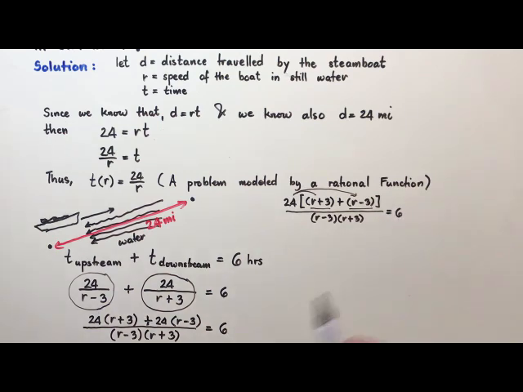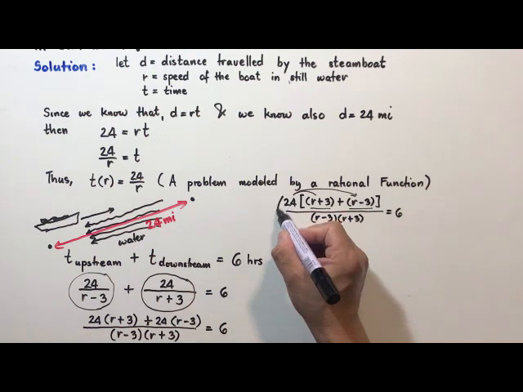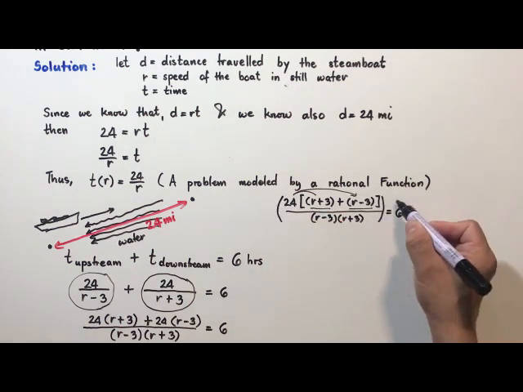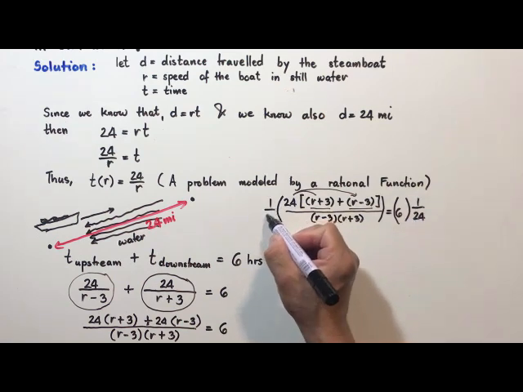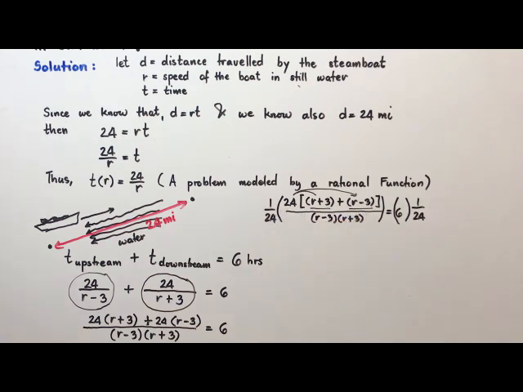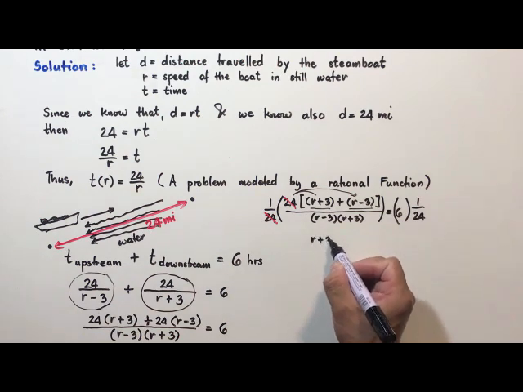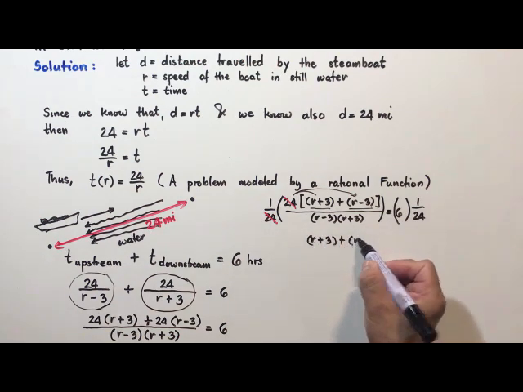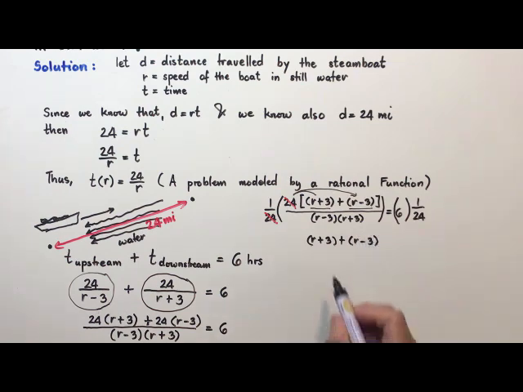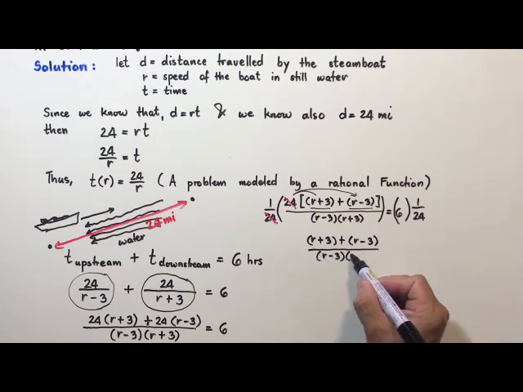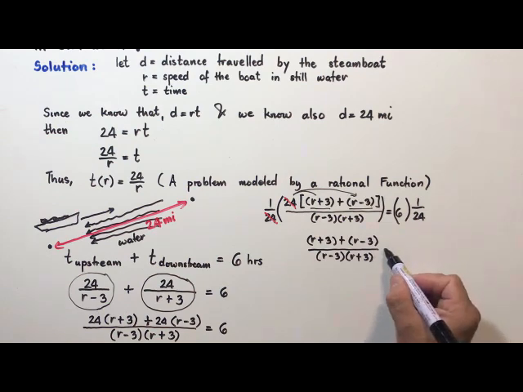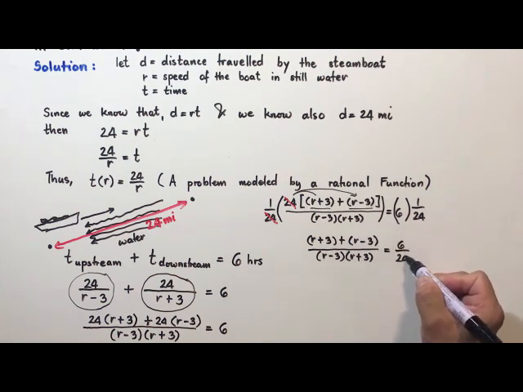6. And multiplying both sides of the equation by 1 over 24, so here I will multiply 1 over 24 at the right and 1 over 24 at the left. This 24 at the left will be cancelled. So what will remain is just r plus 3 plus r minus 3 here. And this is still divided by r minus 3 times r plus 3. And this is equal to 6 over 24, because 6 times 1 is 6 over 24.